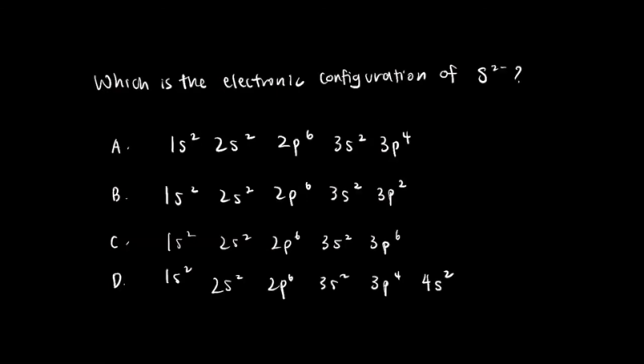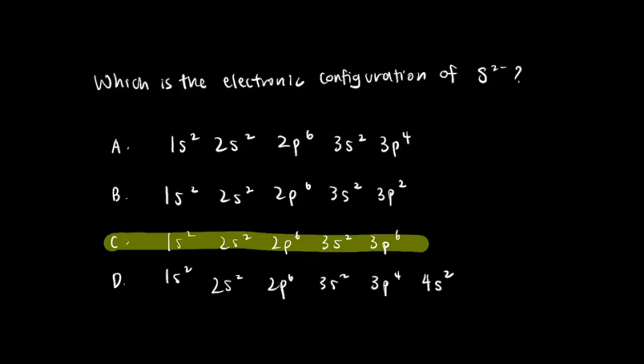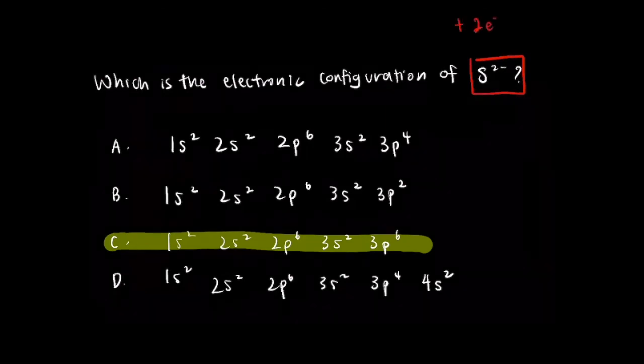Okay, let's take a look at this question, which is the correct electronic configuration of the sulfur 2 minus ion. So take a couple of moments to solve this, and I will provide you with the answer in a couple of seconds. The correct answer is actually option C. So the first thing is I will always pay attention to what I'm trying to find the electronic configuration of. In this case, it's not just sulfur. It's sulfur 2 minus ion, which means I have added 2 electrons.